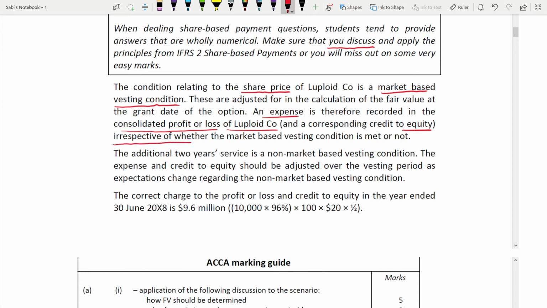Very important is this. Maybe I will highlight it for you so that you never forget this. Even if you have met the market vesting conditions or not, what is it? Debit expense, credit equity. This is how it goes. There are some where you have to meet that condition, then only it will be given. But here it is a market-based vesting condition. Whether you meet it or not, it will be recorded like this only. Next.